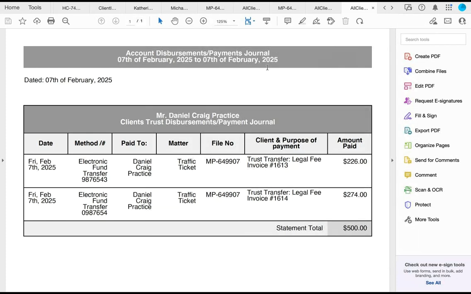Here's the client's general. So all the legal fee that has been transferred from trust to the general are all shown here, as well as any other payments that were made out of trust, like any disbursements.